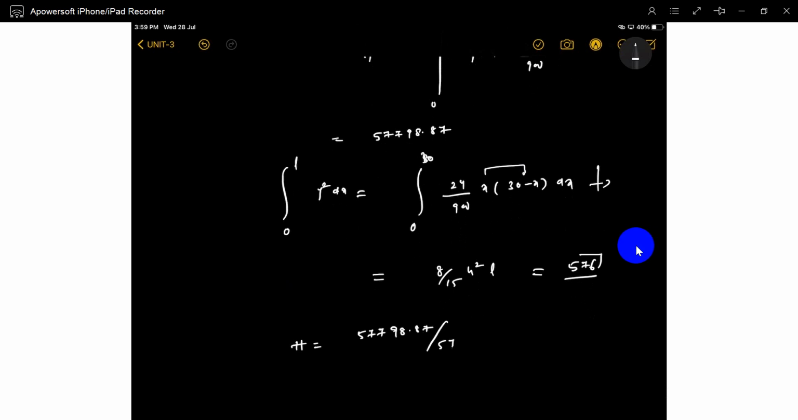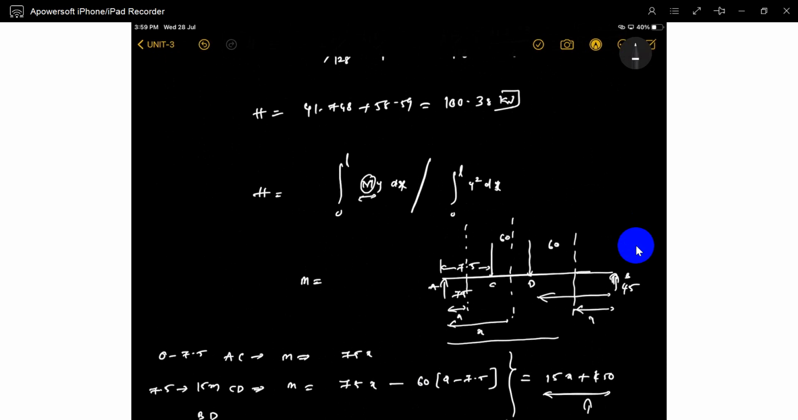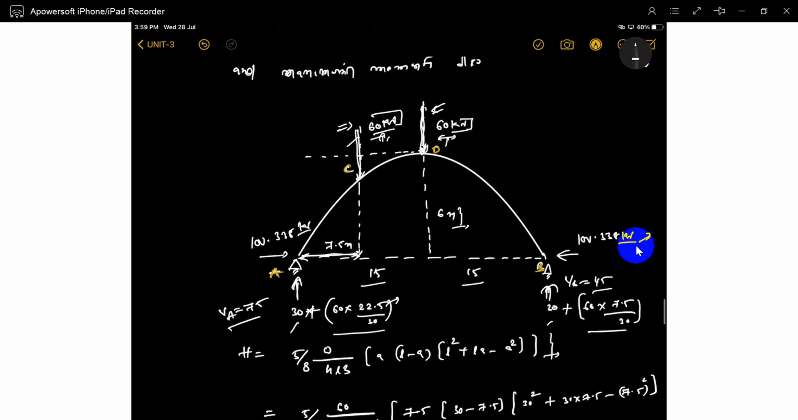5779.887 divided by 576. What will you get? 100.345. That's it. You can solve it. You can do it. So I did some complications, like putting an extra value of 60. Without 60, if 60 is not there, you can solve very simply. Very, very simple.